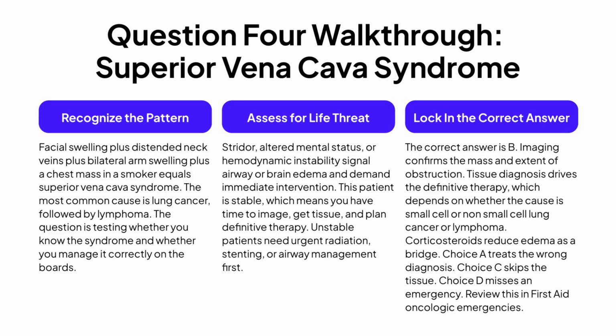Choice A treats heart failure, which is the wrong diagnosis. Choice C jumps to radiation without tissue, which is wrong because treatment depends on cell type. Choice D misses an emergency. The correct answer is B. Image with computed tomography, give corticosteroids as a bridge to reduce edema, and arrange tissue diagnosis. Review oncologic emergencies in the First Aid Oncology chapter.